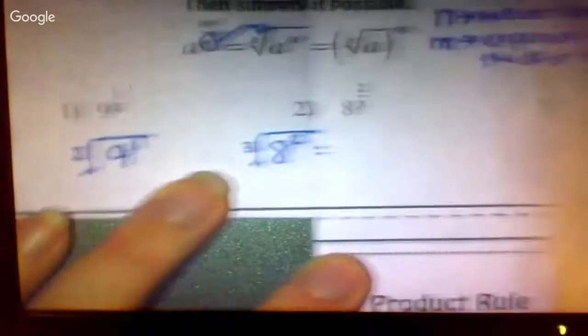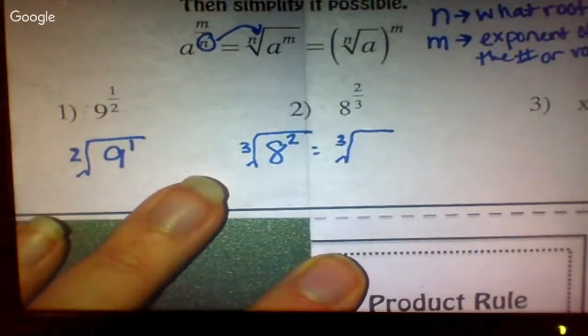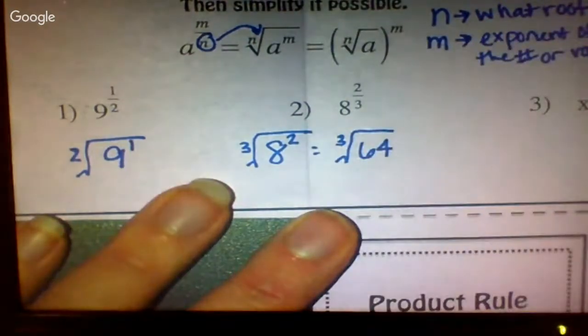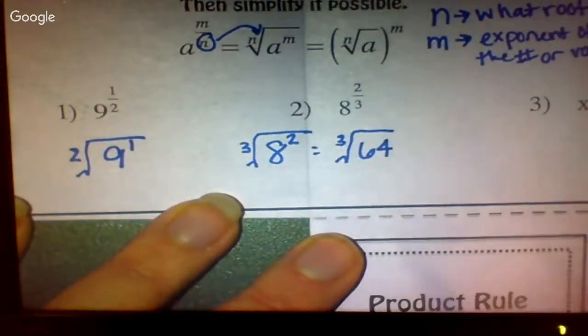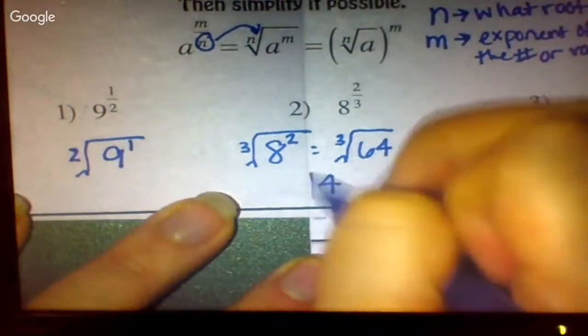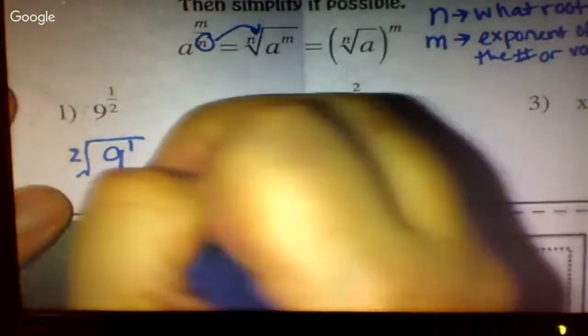This can also be written as the cubed root. What's 8 to the second power? 64. 8 times 8 is 64. And actually, let's go do this too. Your cubed root of 64 is actually a 4. Your final answer here is a 4. 4 times 4 times 4 is 64. You can even go back and solve number 1. What's the square root of 9? 3. 3 times 3 is 9. So this one's actually a 3 too.